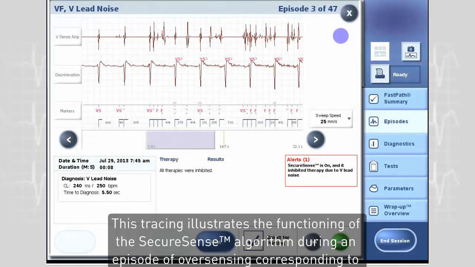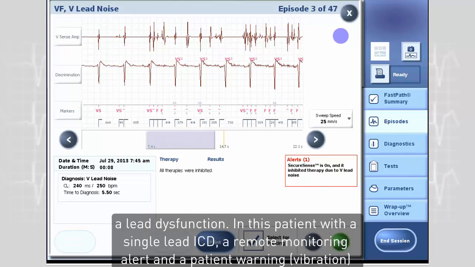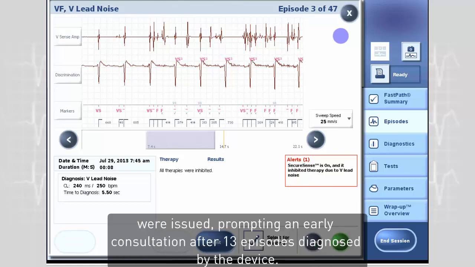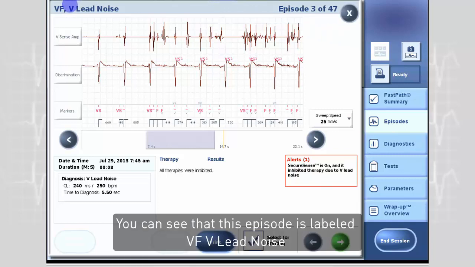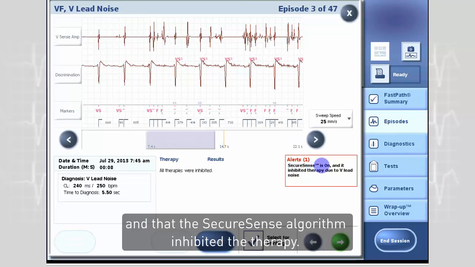This tracing illustrates the functioning of the SecureSense algorithm during an episode of oversensing corresponding to a lead dysfunction. This patient with a single lead ICD had a remote monitoring alert and a patient warning vibration, prompting an early consultation after 13 episodes diagnosed by the device. You can see that this episode is labeled VF, V-lead noise, and that the SecureSense algorithm inhibited the therapy.